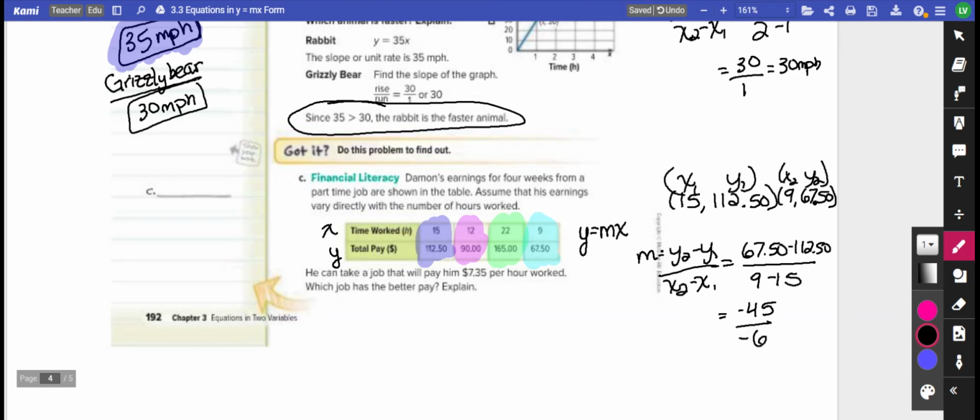Negative 45 divided by negative 6 equals 7.50. So that's $7.50 that Damon earns per hour. He can take a job that will pay him $7.35 per hour worked. Which job has the better pay, and explain?